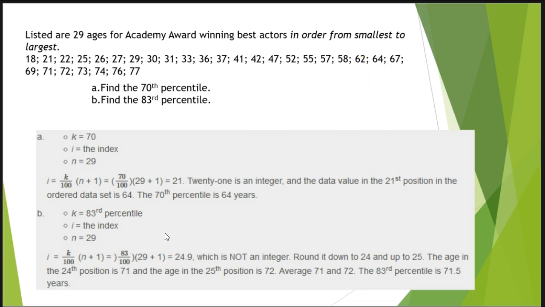Now let's take a look at B. We're going to do the same exact thing. 83 divided by 100 times 29 plus 1 equals 24.9. So 24.9 is not an integer. So what we have to do is round it down to 24 and up to 25. So the age in the 24th position is 71. The age in the 25th position is 72, and then we average those two numbers, and the 83rd percentile is 71.5 years.